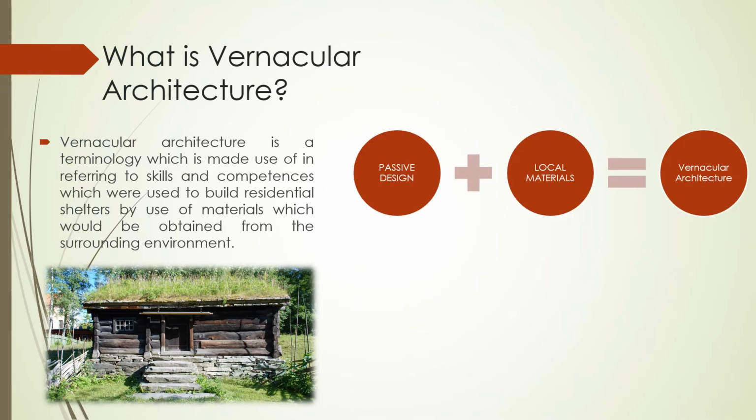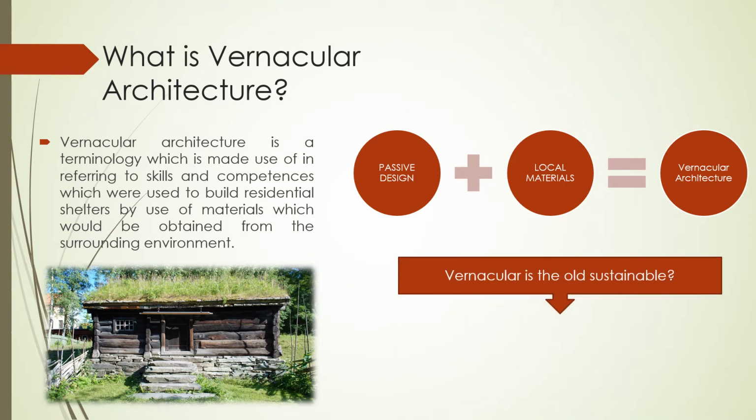In another term, as referring to these skills, vernacular architecture is a combination between what we call passive design and the local materials used. But the question remains the following: is vernacular architecture the old way of sustainable design, or was it just an architecture for the poor?